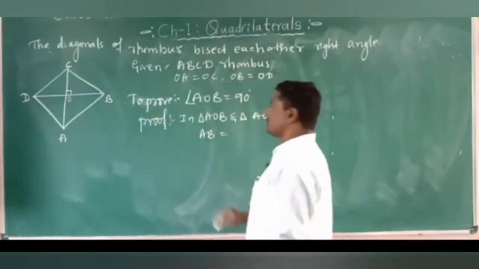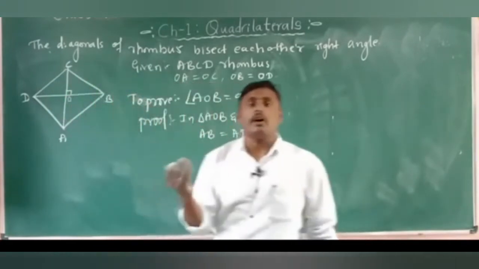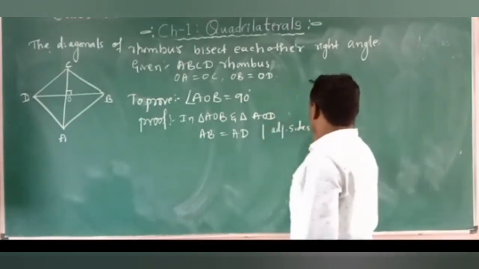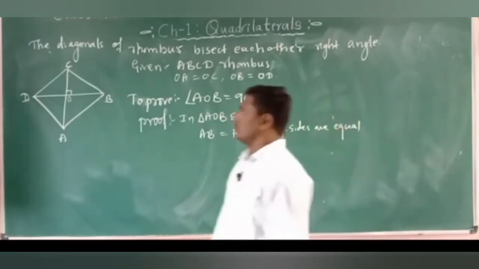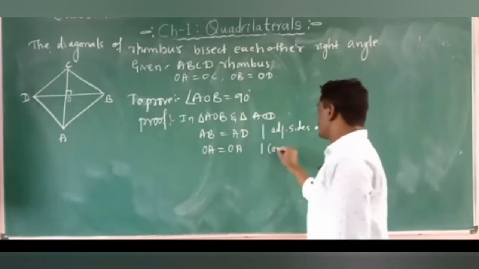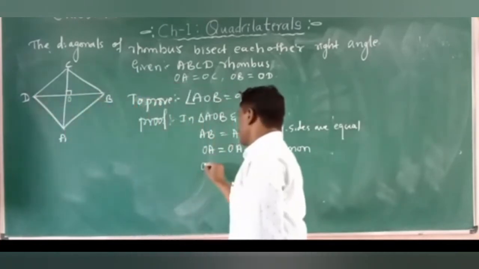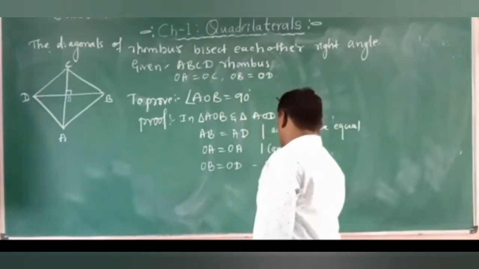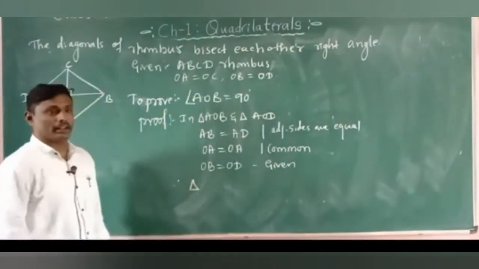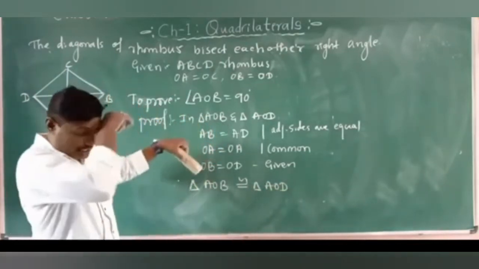AB is equal to AD. Reason: these are the sides of the rhombus. It means all four sides are equal in a rhombus, right? So adjacent sides are equal. Next, OA is equal to OA. OA is the common side for both triangles. Next one, OB is equal to OD. This is already given in the statement, the diagonals are bisected, right? Therefore, triangle AOB is congruent to triangle AOD by the congruence criteria.